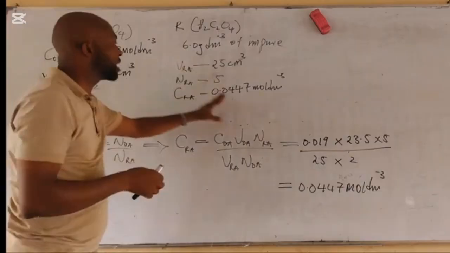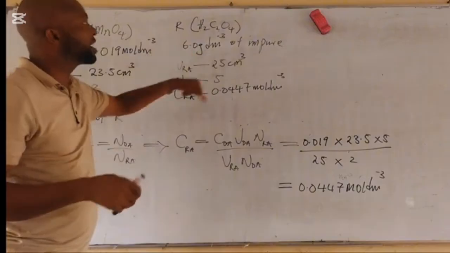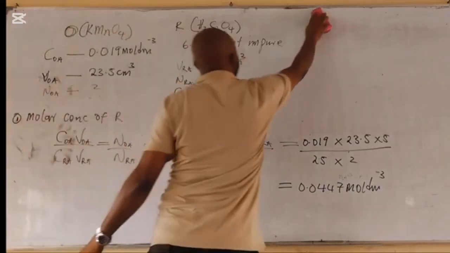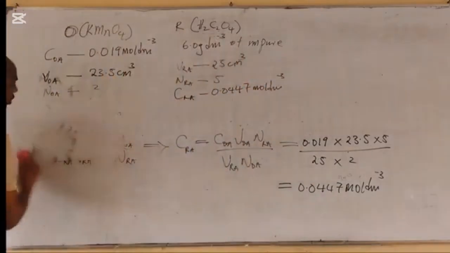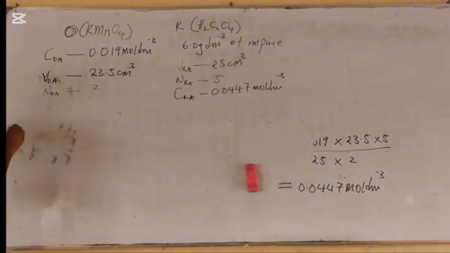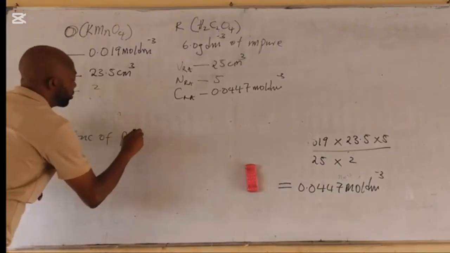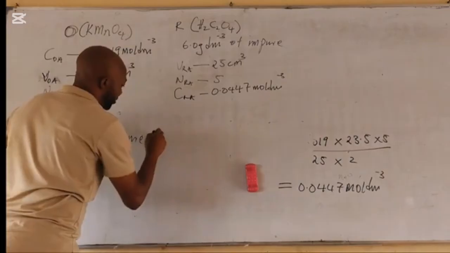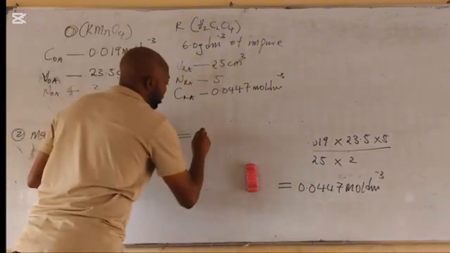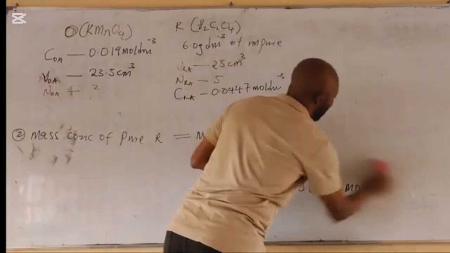So now we have to get the mass count. We've gotten this. We have to now use this to get the mass count of the pure ethane dioxide. What is given is the impure. So let's see that. 2. Mass count of pure ethane dioxide. Mass count of pure R is equals to the molar count times the relative molecular mass.